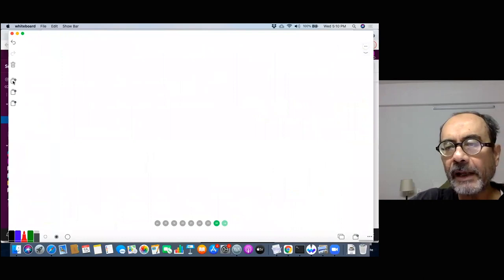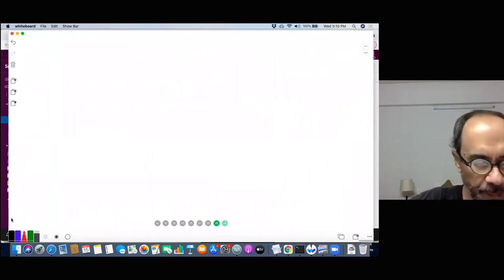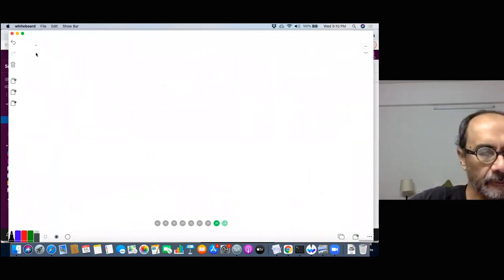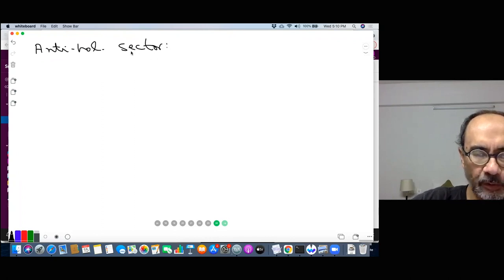Okay, now let me say what happens in the anti-holomorphic sector. Here there are two choices, and these two choices distinguish between type 2A theory and type 2B theory. So type 2B string theory.